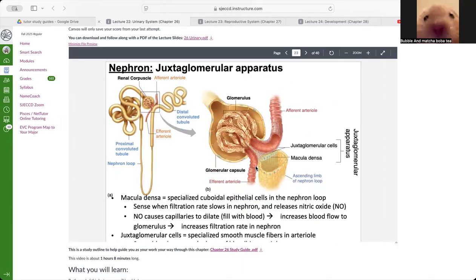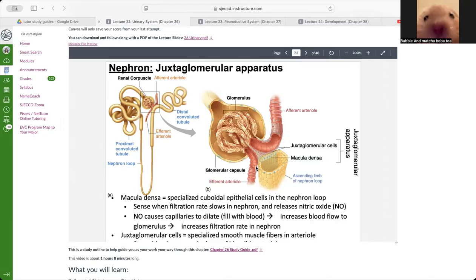Okay, and then the juxtaglomerular apparatus. This one has macula densa, which are specialized cuboidal epithelial cells in the nephron loop. So it makes up the wall of the nephron loop where it touches the efferent arteriole and senses filtration. It senses when filtration slows in the nephron and releases nitric oxide. We aren't getting blood flow because we aren't making urine, so it's releasing nitric oxide.